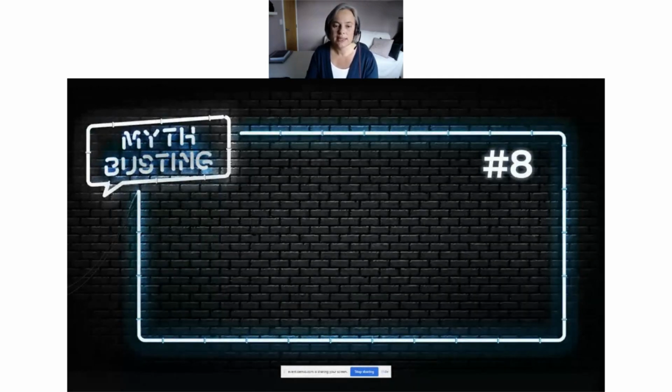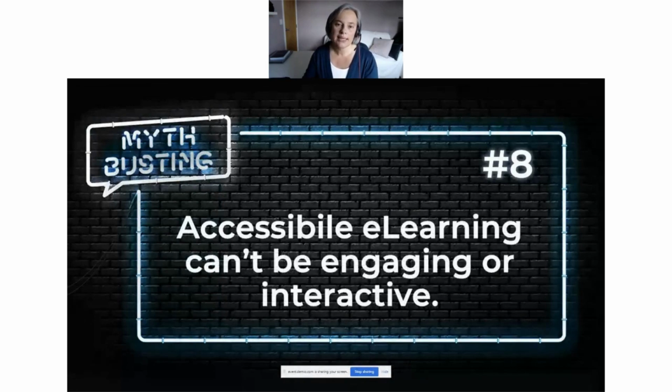So now moving on to our next myth. This is the one that says accessible learning can't be engaging or interactive. And I think this one is very similar to our myth about accessible e-learning not being able to be visually engaging. It falls into the category of what I call the either or dilemma. This is the idea that e-learning can either be engaging or it can be accessible. It can either be interactive or it can be accessible. It can be innovative or accessible. It can be beautifully designed or accessible. So you get the idea.